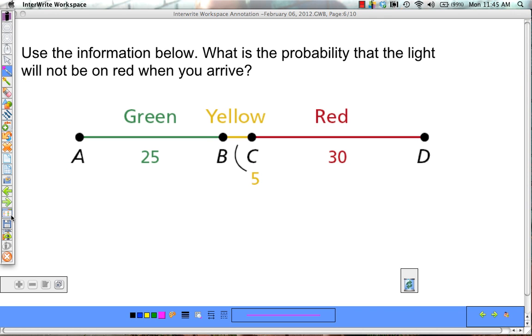Use this information below to answer this to be ready for class. What is the probability that the light will not be on red when you arrive? Do this and be ready to show your answer in class on Friday.